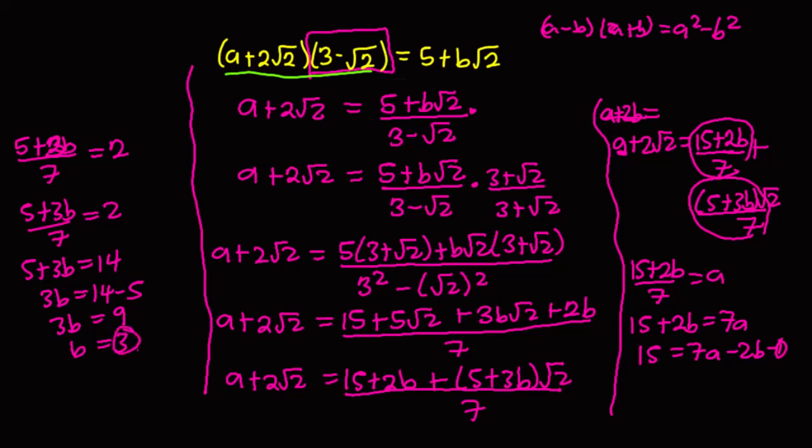Now we are going to substitute b is equal to 3 into equation 1. So this will give us 15 is equal to 7a minus 2 times 3 will give us 6. So we can see that 7a is equal to 15 plus 6 is 21, and hence a is equal to 3. So by this we've gotten a is equal to 3, b is equal to 3. These are the same values we got for the first approach.